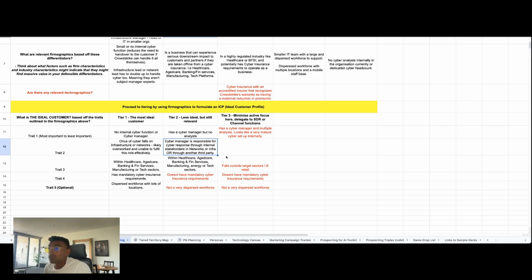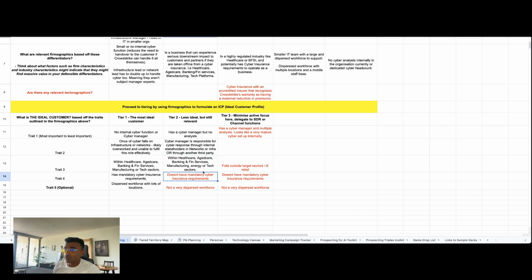Two, the cyber manager is responsible for response through internal stakeholders in the network or infrastructure team. So even though there was a cyber manager, they were still reliant on the infrastructure and network guys to get things done, which was another good thing for me. Or they had a third party, but that was still a good thing for me because the third party was still crap. And then they were within the healthcare, aged care, banking, fin services, manufacturing, energy, or tech sectors. So again, high risk sectors.